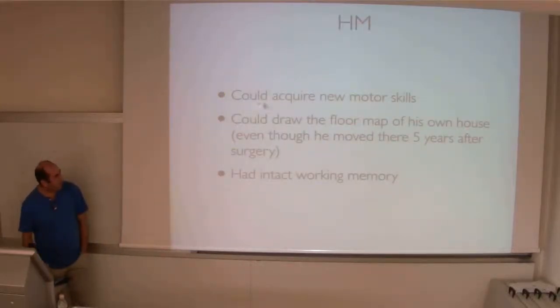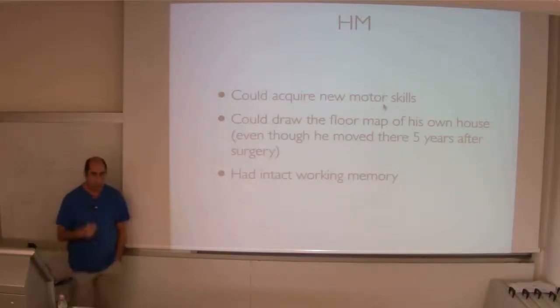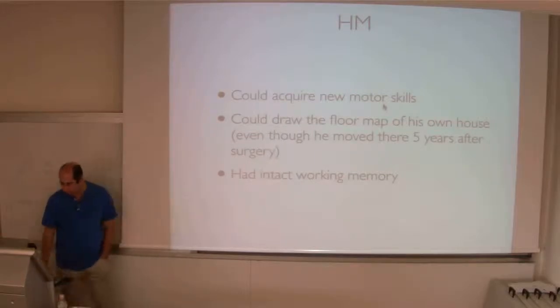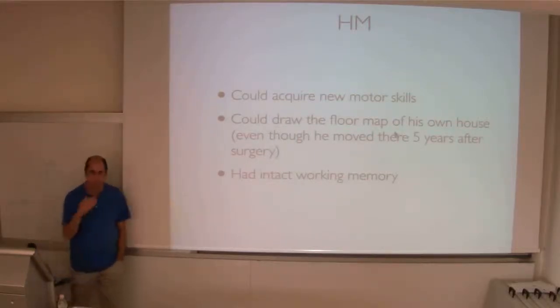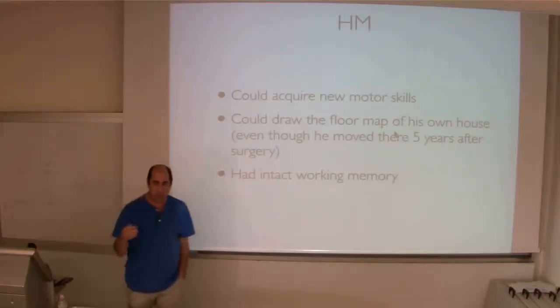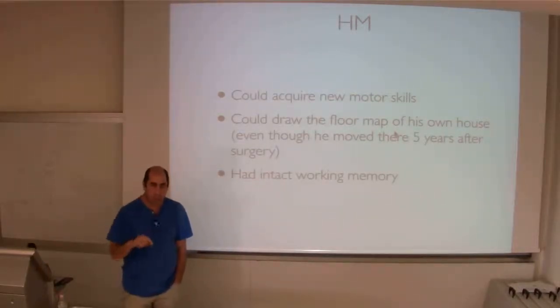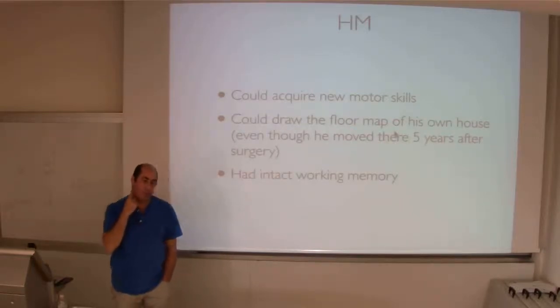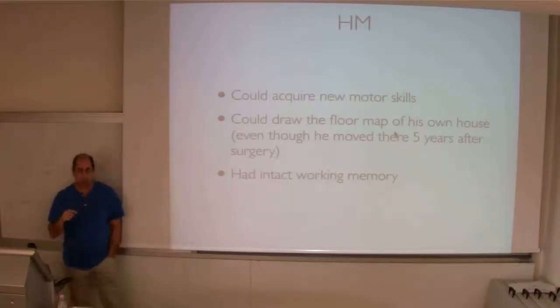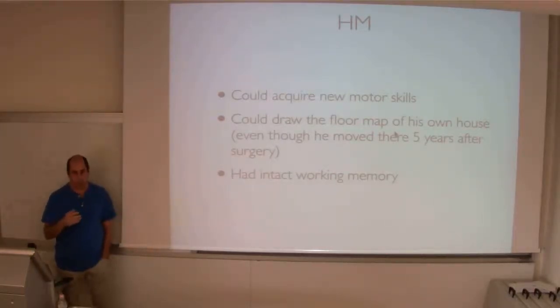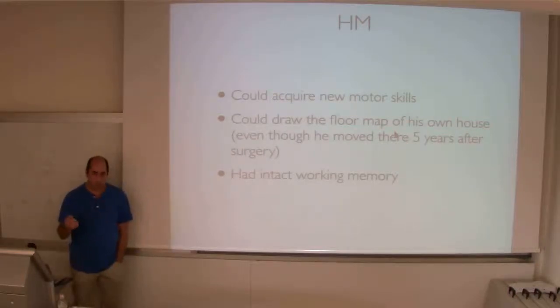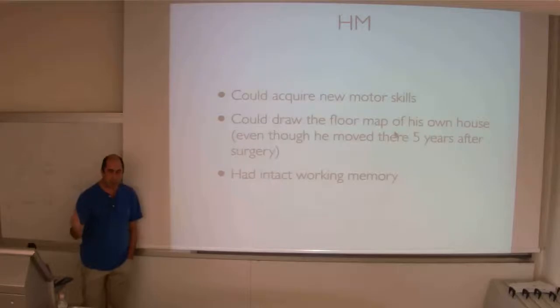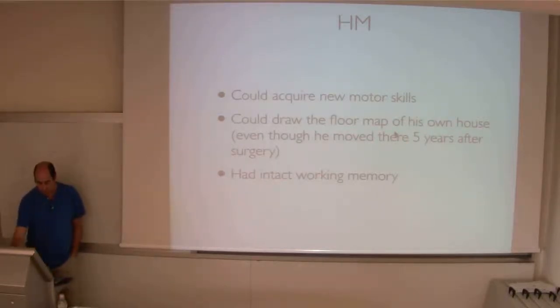So as you see, he can acquire new motor skills. He could do that. And there was a strange observation: he moved 5 years after the surgery to a new flat, and he could actually draw the floor plan of the new flat, even though it happened after the surgery. So he could acquire some types of memories, and there are all kinds of tricks for how to do that. Probably because you walk in the room and your body actually learns the space. And then, as I showed you, he had an intact working memory. So for a few seconds or minutes, he could actually remember what's going on. But after a while, it would just go away.